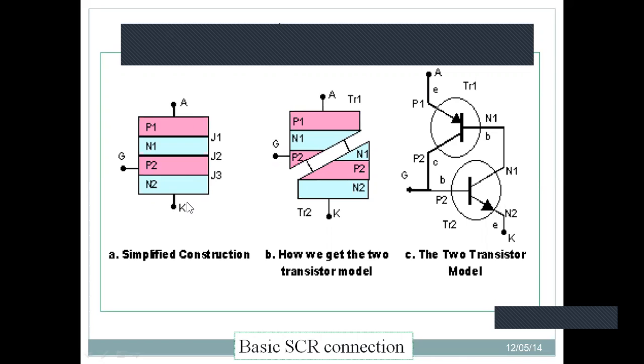Another representation of SCR is called two transistor model. Why is the name called two transistor? Because the construction of SCR is made up of 2 transistors. The 2 transistors here are PNP, you can see here PNP, and the second transistor is NPN. तो 2 transistor को लेके हम एक transistor बनाएंगे, that is called as SCR. We construct one SCR by making use of 2 separate transistors. So the 2 transistors are PNP and another is NPN.